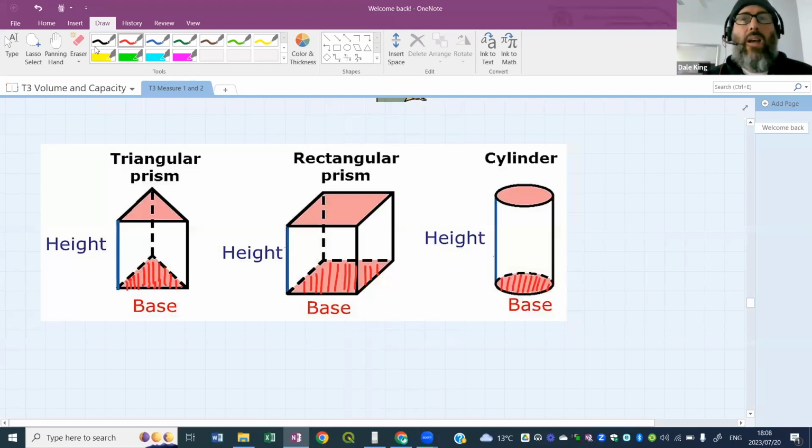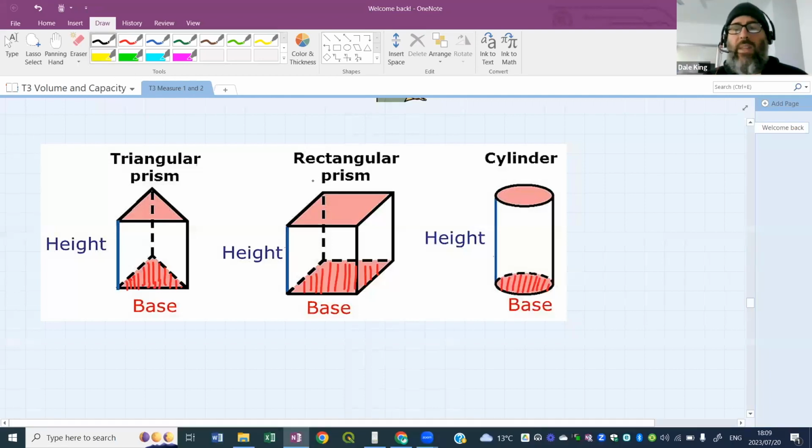Now, why do I keep on saying area? Because when you work out volume, all you're doing is taking the area of the base shape and multiplying by the height to get 3D volume. Area of base shape of a rectangular prism, which is length times breadth or length times width, multiply by height. An area of a cylinder base, which is a circle, pi r squared, times height. Triangle, area of the base, which is a triangle, half times base times perpendicular height, times height. So if you know how to work out the area of a triangle, a rectangle or square, and a circle, all you do is you multiply by the height. That's volume.